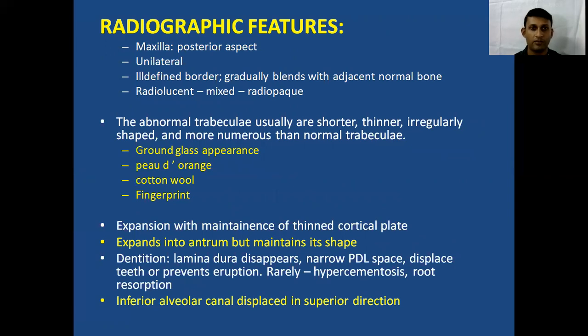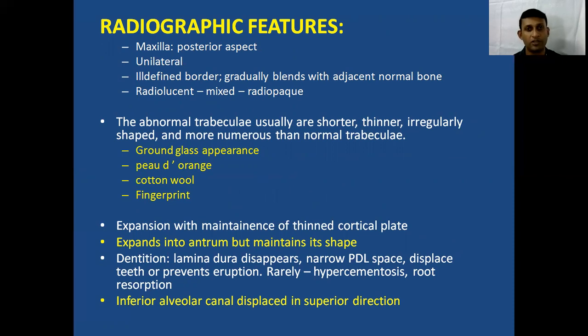Radiographic features are the highlighting features of fibrous dysplasia. As we discussed earlier, it commonly affects the maxilla, especially the posterior aspect of it. And it is always seen unilaterally. Radiographically, you can appreciate that the borders are ill-defined.